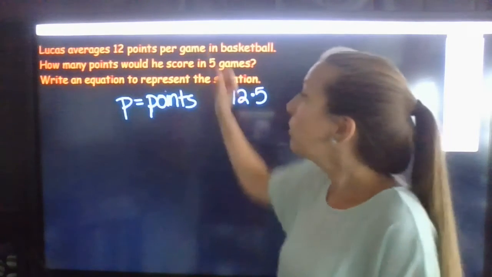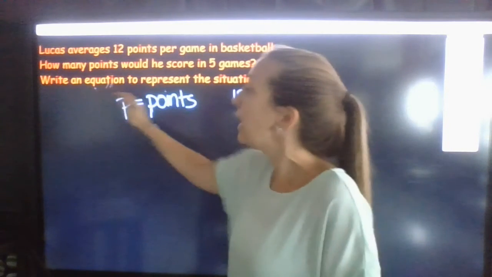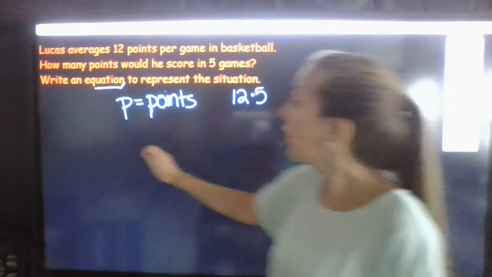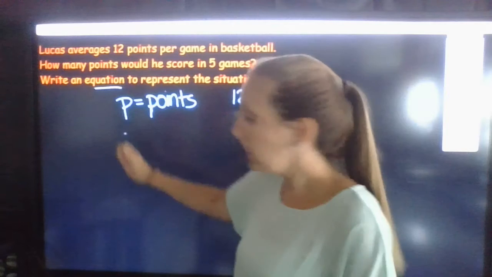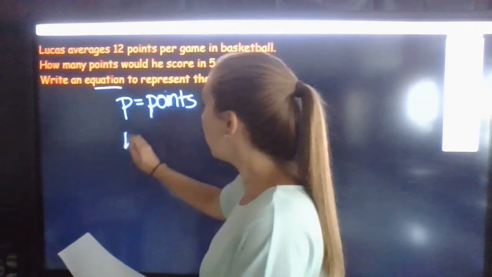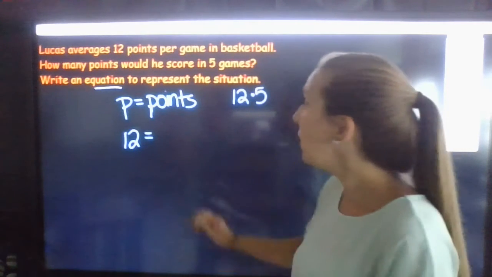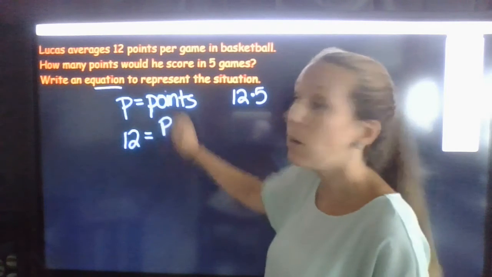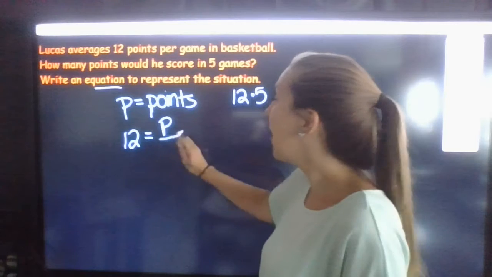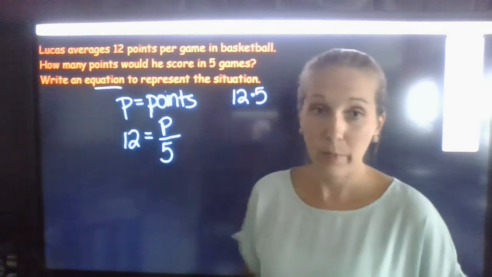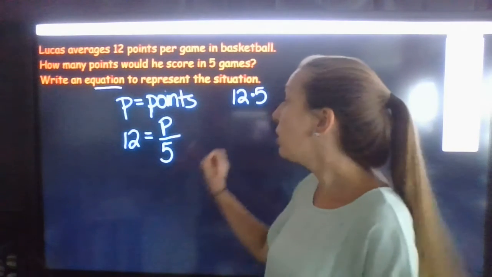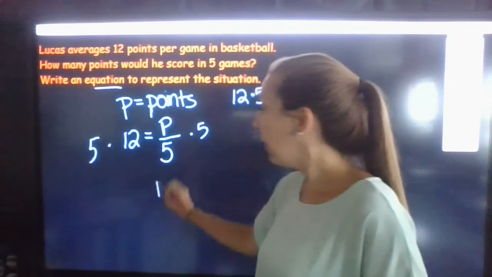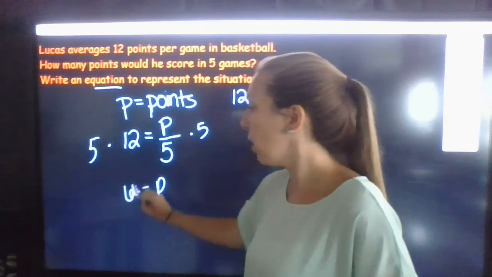They're not only wanting you to solve it, but they want you to write an equation. So what we're going to do here is we're going to say 12 points. That's our total. And we're going to say that's equal to something, or 12 points per game. That's equal to the total points divided by 5. Okay? So what we would do here to solve is say times 5 times 5. So P would equal the 60 we already talked about.